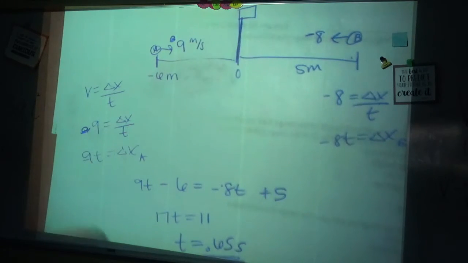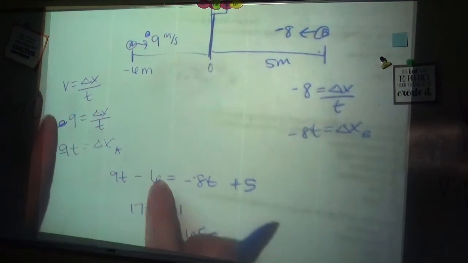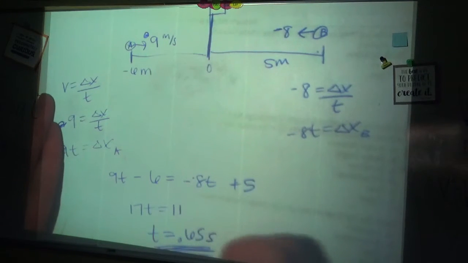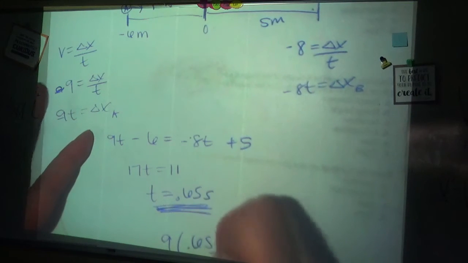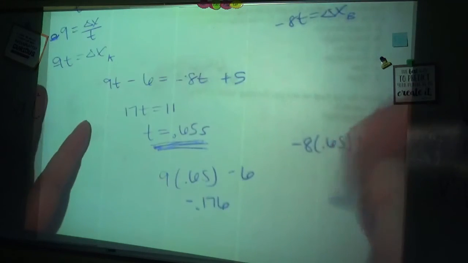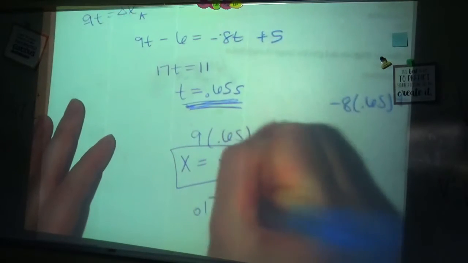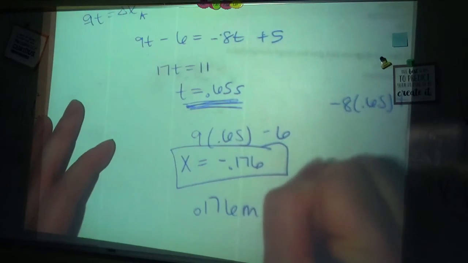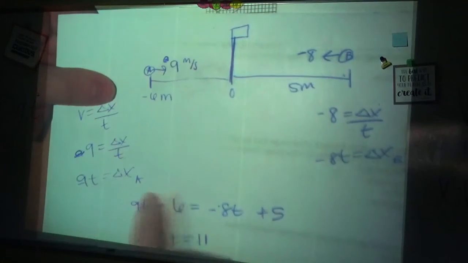But I asked what their position is, how far away it is from the flagpole. And I have an equation for that position. So I can just plug into the 9t minus 6, and when you plug that into your calculator, you get negative 0.176. You can also plug into the negative 8t plus 5. You should get the exact same answer, so that is your position after that time. The negative just means it's in the negative direction, or west, so it was 0.176 meters west of the flagpole. This is super similar to what we did on the last one, where we found the displacement and just added in the initial position to set them equal.